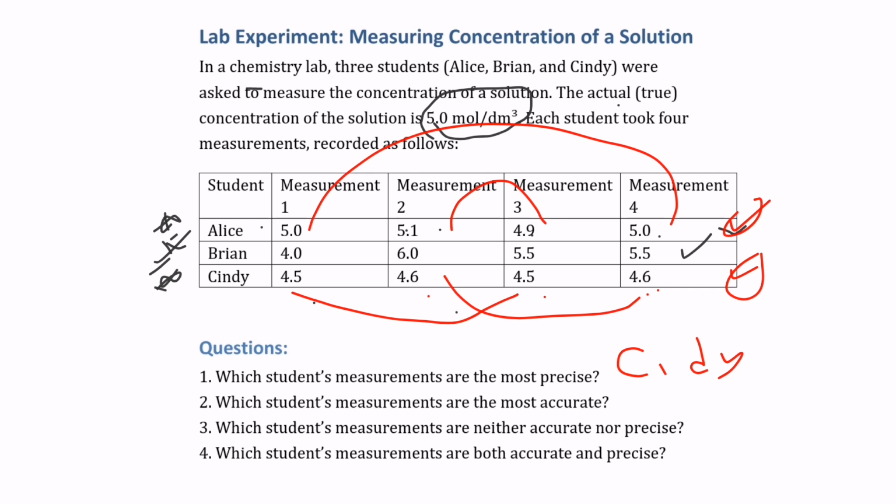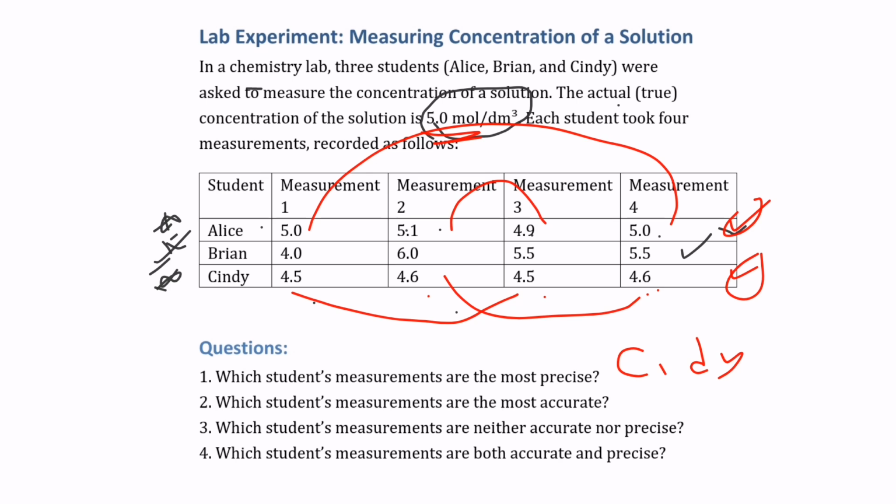Now, we go to question 2. Which student measurement are the most accurate? So accuracy deals with what? The true value, which is what? 5.0. So when you look at here, it's 5.0, right? That is, which one is closer to 5.0? So when you look at here 5.0, 5.1, 4.9, 5.0.